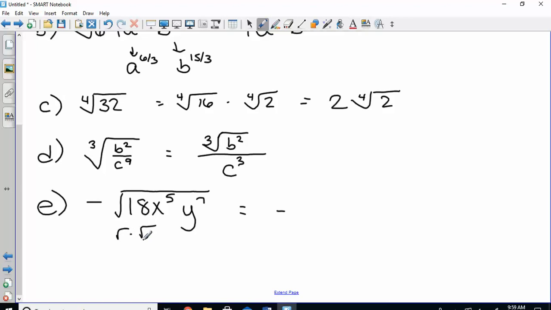No. Because it's a square root, I need to break it up into something that I can do the square root of. So that would be 9 and 2. Square root of 9 is 3, so a 3 comes out, and we cannot do the square root of 2, so it stays under the radical. X to the 5th. So remember, it's like an imaginary 2 out here. If you have 5 x's, how many groups of 2 can we form? 2 complete groups, so that means x squared comes out. Do we have any left over? 1 left over, so 1 x stays underneath.